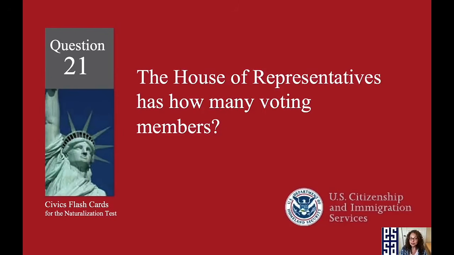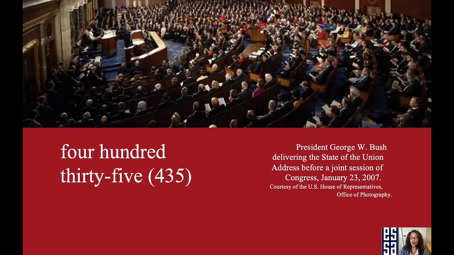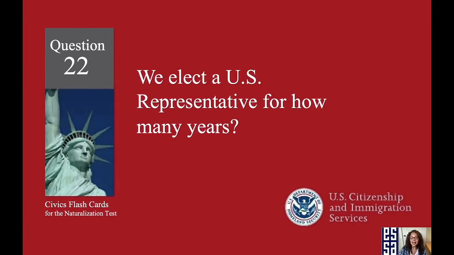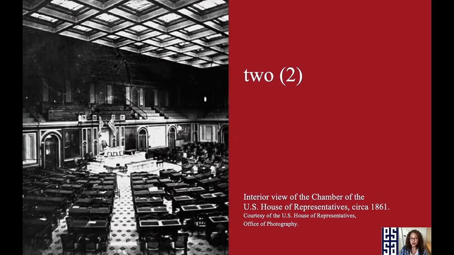The House of Representatives, remember the two parts, the Senate and the House of Representatives. So now let's talk about the House of Representatives. The House of Representatives has how many voting members? 435 in the House. We elect a U.S. representative for how many years? 2 years for a House representative.